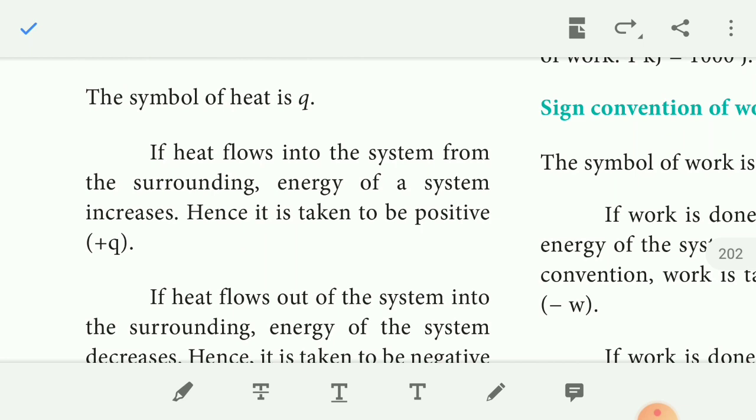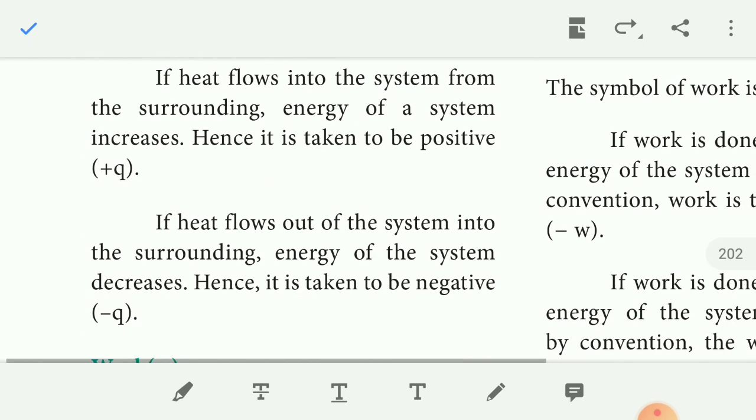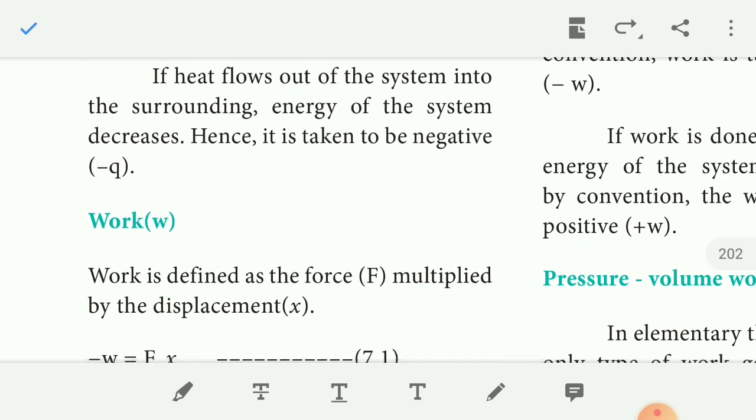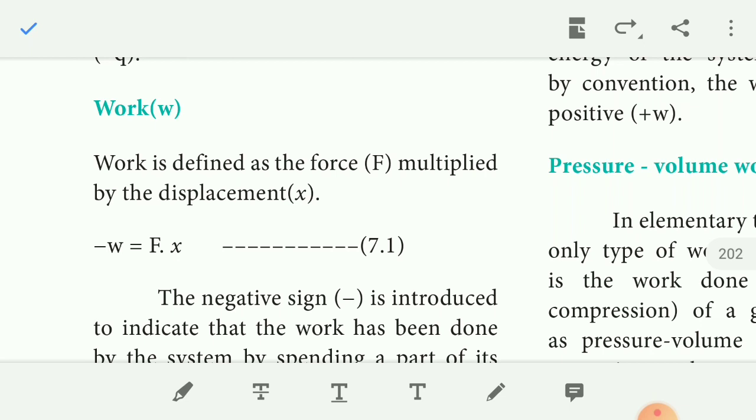Heat flow into the system from the surroundings should be positive. Heat flow out of the system into the surroundings should be negative. Then work. Work is represented by W.